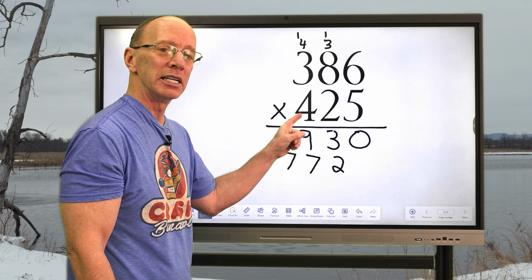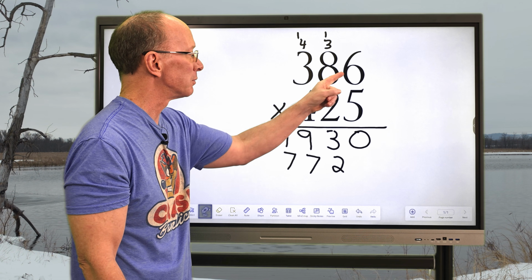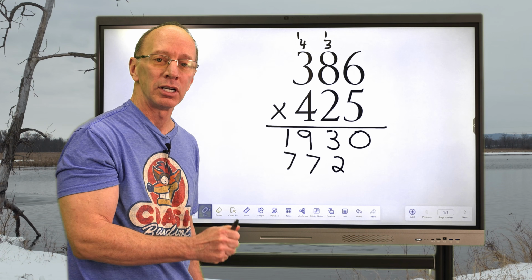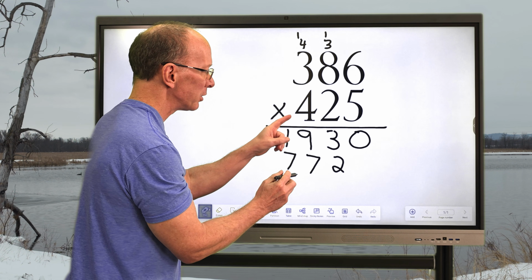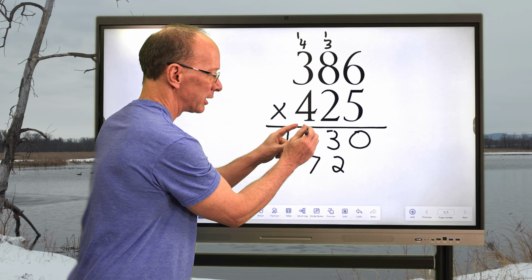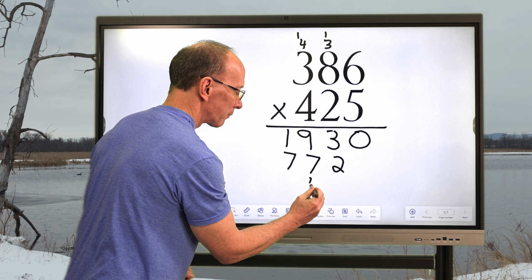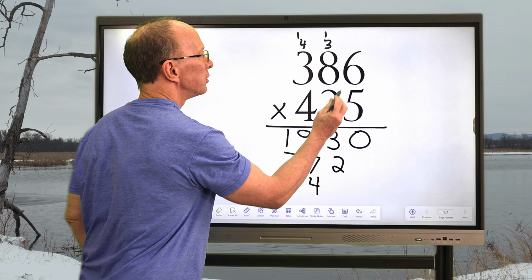The last number is 4. So we're going to take 4 times 6, 4 times 8, 4 times 3. So 4 times 6 equals 24. And I'm going to put the 4 right underneath here because I'm working with this digit right here. So I'm going to put the 4 right here, and then the 2 up here.